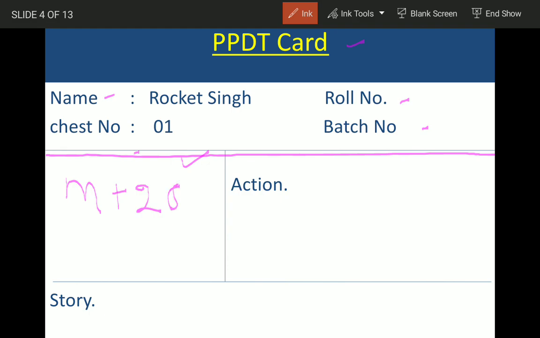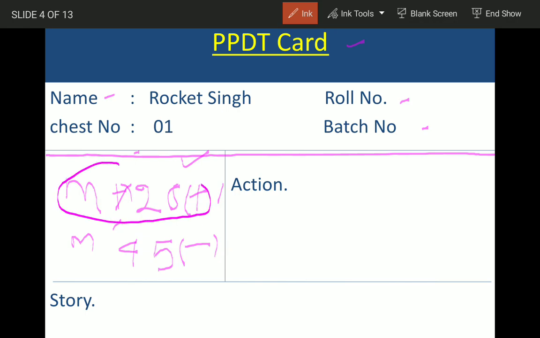M25, and his mood is, say, positive. Positive will be written here, not here. Then you find another character is M45, his mood is negative, so you write like this. And the hero you should encircle like this.